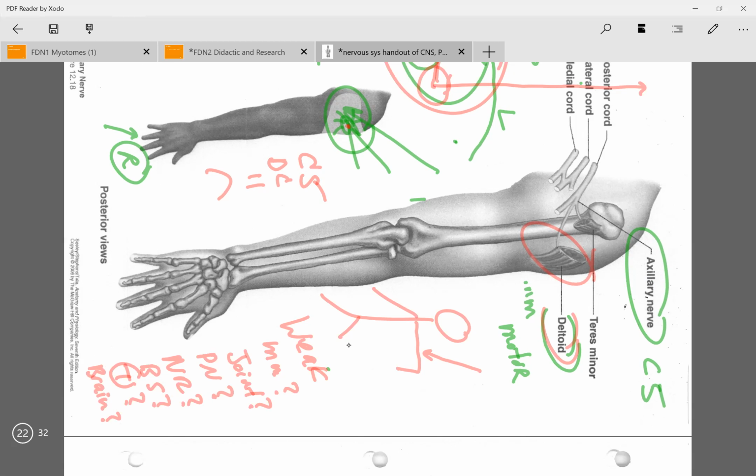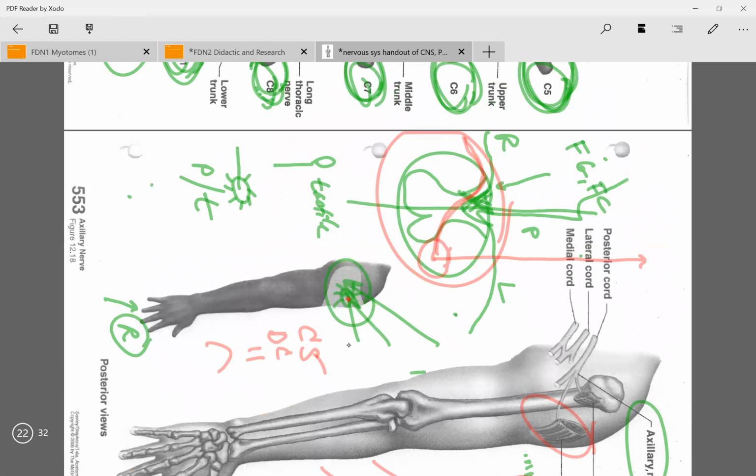All right. So in this case, let's just say they could not do it. The muscle went weak, and it blew out. So obviously they have something going on, both motor and sensory, at the C5 nerve root or axillary peripheral nerve. Something's going on.